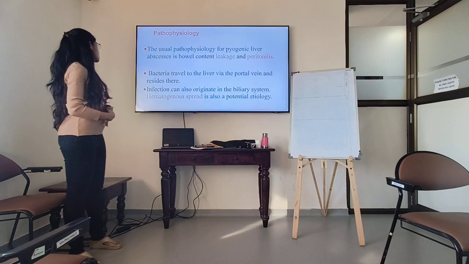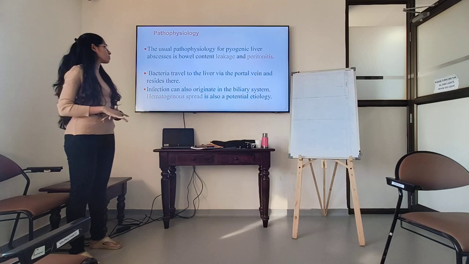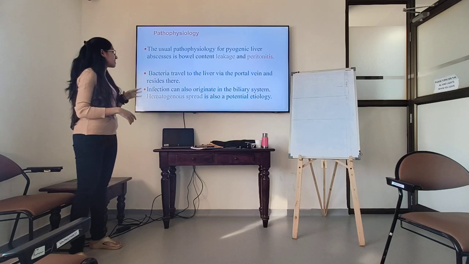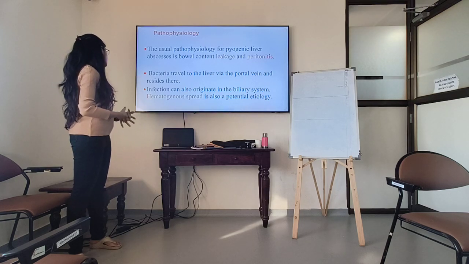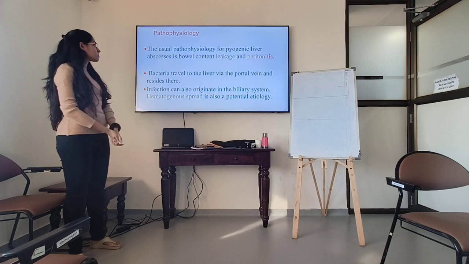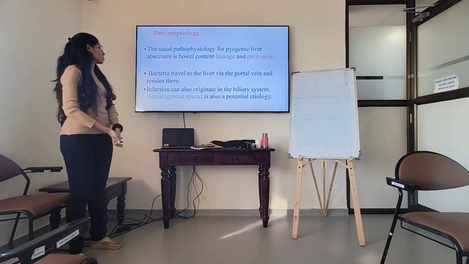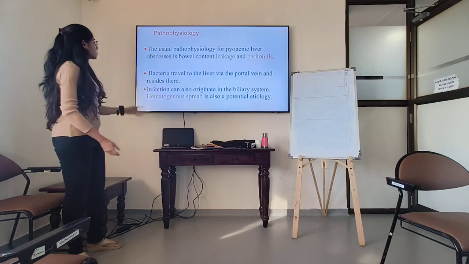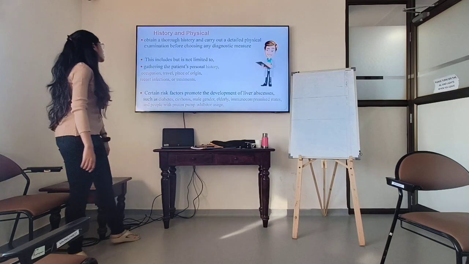Pathophysiology. So there are two main things that we think about in how this abscess is formed. One is bowel content leakage and peritonitis in case of a pyogenic liver abscess. Bacteria travel to the liver via the portal vein and reside there. The infection can also originate from the biliary system, and spread from the blood is also a potential etiology.